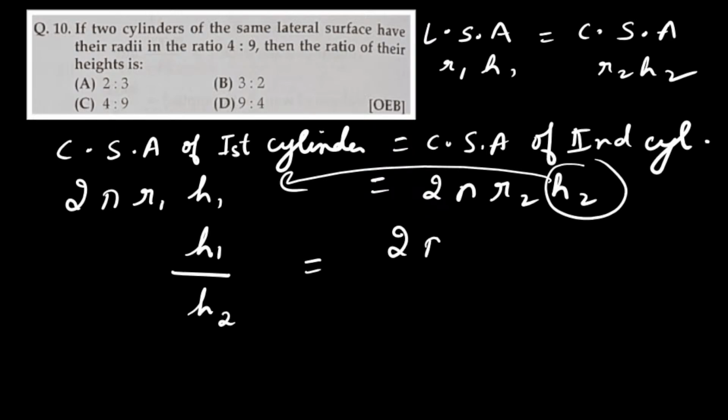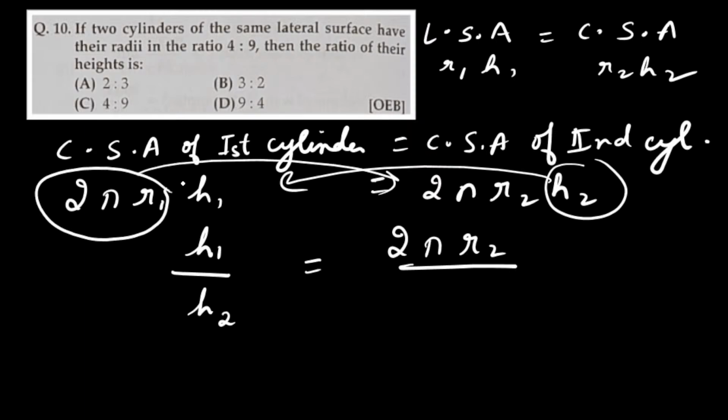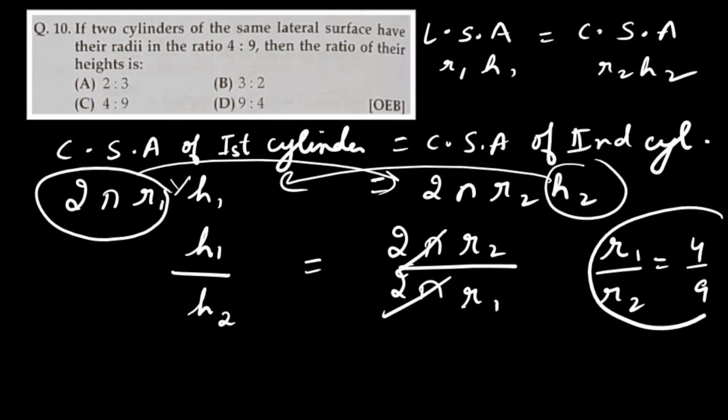On that side I am left with 2 pi R2 by 2 pi R1, because this full part I shift to this side, so they get multiplied. 2 pi and 2 pi will get cancelled. So H1 by H2 equals R2 by R1. Now what's given to us? The ratio of the radii, R1 by R2, is given as 4 by 9.